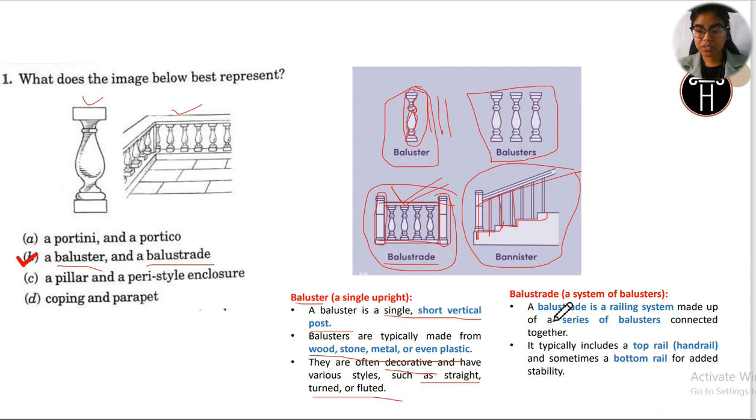And when we talk about a balustrade, it is a railing system. This is your whole complete railing system in which you can see a series of balusters. See these balusters. Here we have more than one baluster within the series. Here also you will have it in continuity. So these all together form your balustrade. As I said earlier, it will have your top rail, which is known as your handrail, and the bottom rail over here for the stability of the balusters.